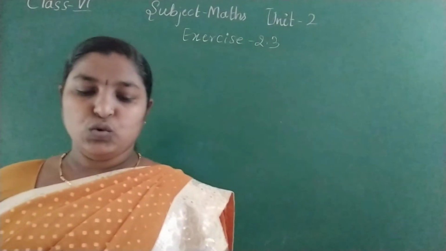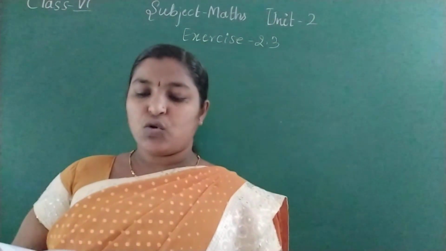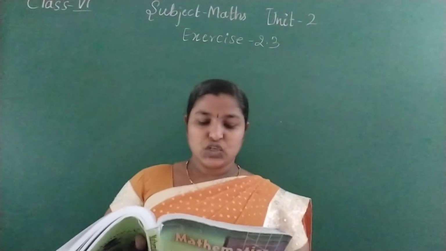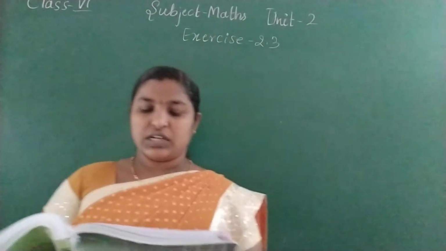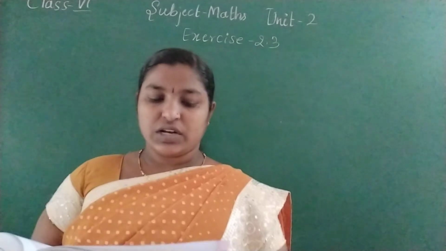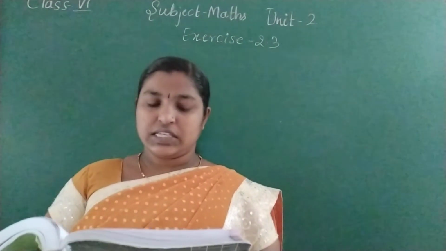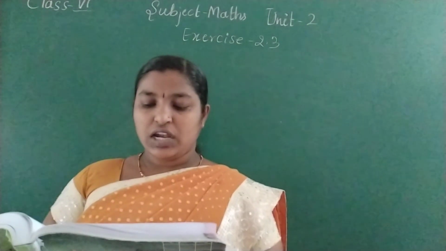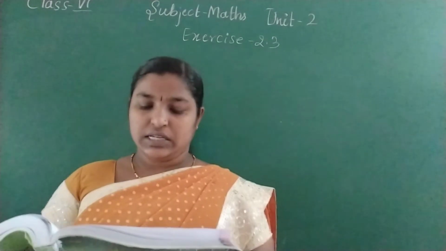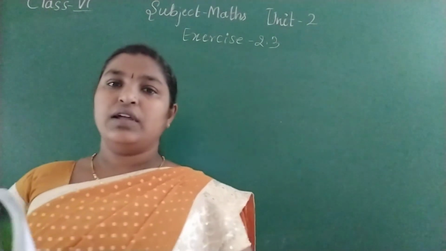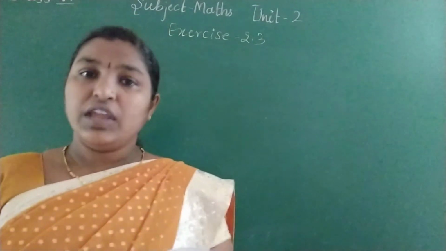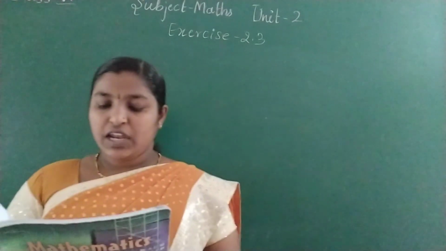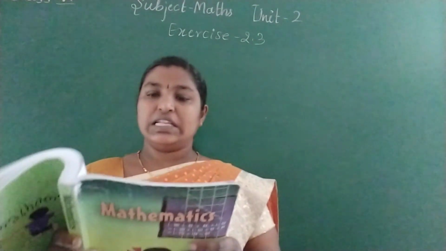The numbers 1, 2, 3 which we use for counting are known as natural numbers. Second one, if you add 1 to a natural number, we get its successor. If you subtract 1 from a natural number, you get its predecessor. Every natural number has a successor. Every natural number except 1 has a predecessor.